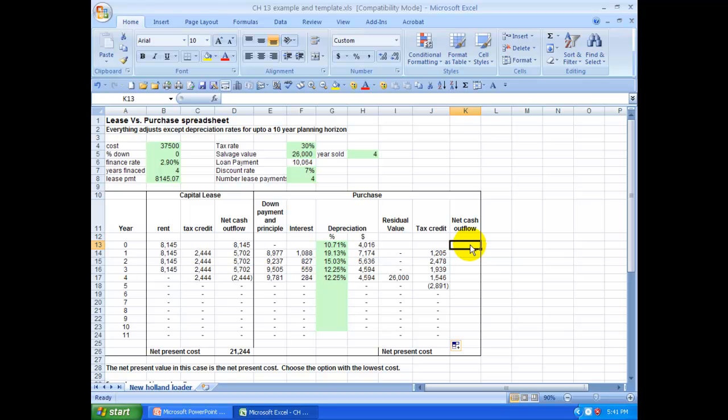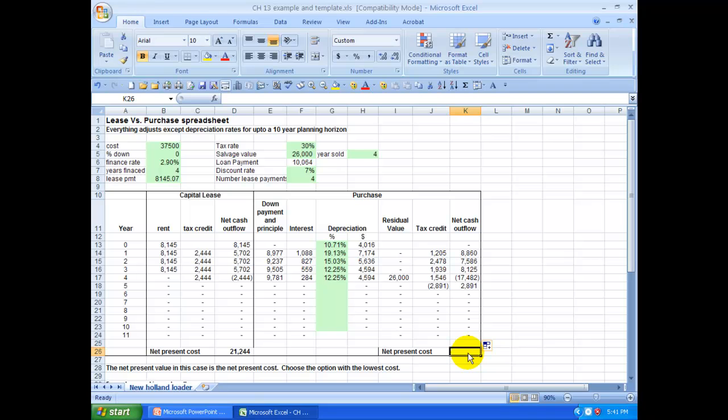And then my net cash flow is just equal to everything that's cash. So it's the down payment plus the interest, plus, I don't pay cash for depreciation. Sorry, but I subtract off the residual value because I get cash from it, and minus the tax credit, because that provides me with a return. Copy that down.